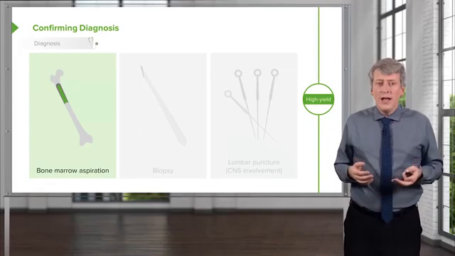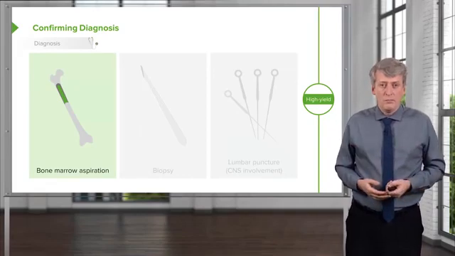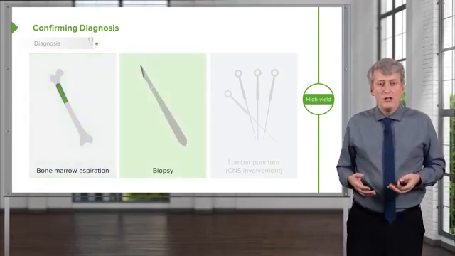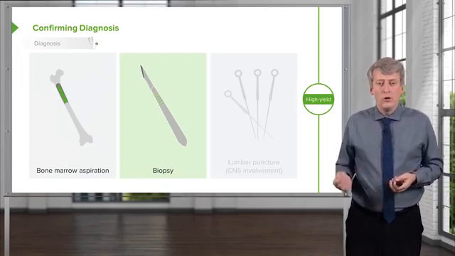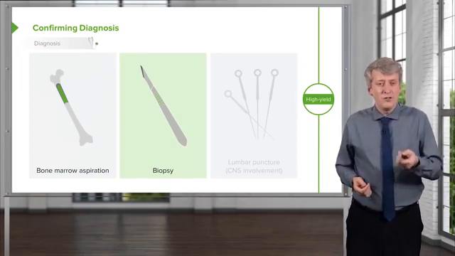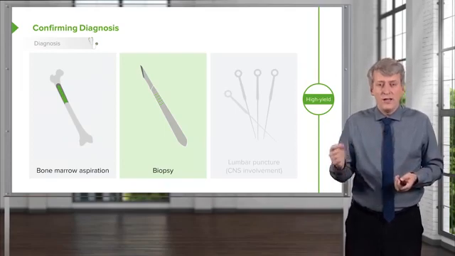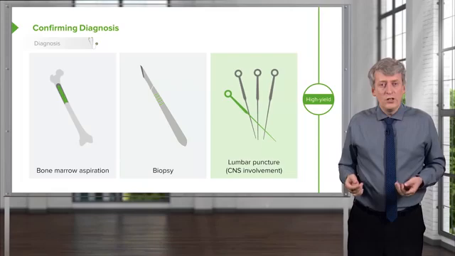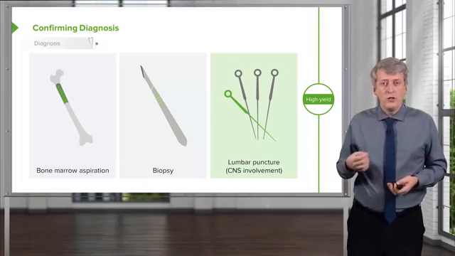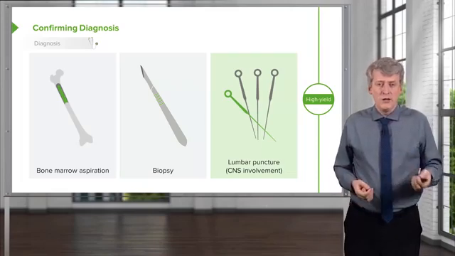To confirm the diagnosis, we will do a bone marrow aspiration and a biopsy to try and get some of that bone marrow tissue. That is then sent for cytology, and you can actually identify the type of cancer off of cytology. Additionally, we will often do a lumbar puncture to inspect for CNS involvement, especially in ALL.